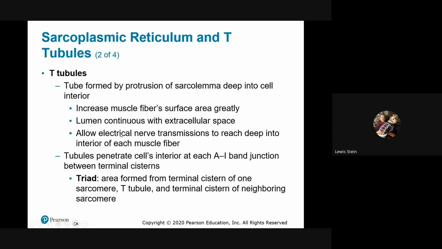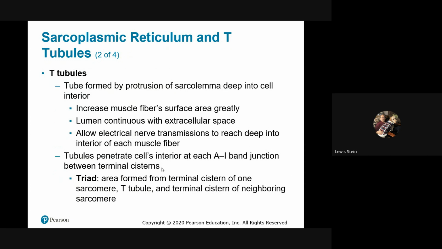Okay? And what it does is, really the bottom line is transverse, because they're going at right angles to the long axis of the muscle fiber. And this is the way the signal is transmitted. And what happens, they form something called a triad.